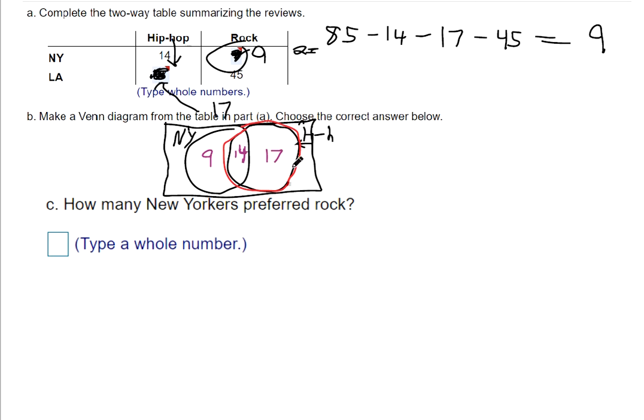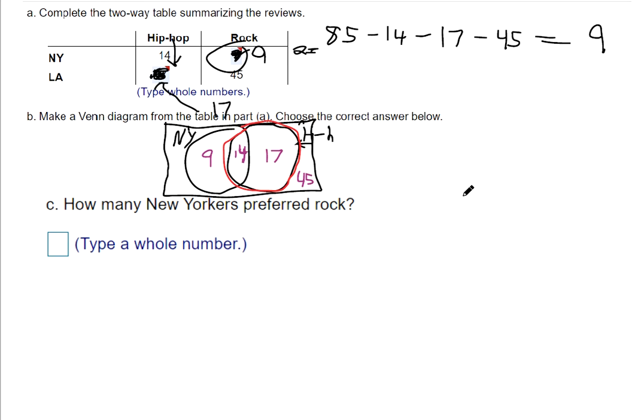If the red circle is people that liked hip hop, 14 liked hip hop and lived in New York City, 17 liked hip hop but lived in LA. And so that means this area outside here is people that do not like hip hop and people that are not in New York City. Right? So in other words, that's people that live in LA and liked rock because they can only pick hip hop or rock. So that's 45 out here.